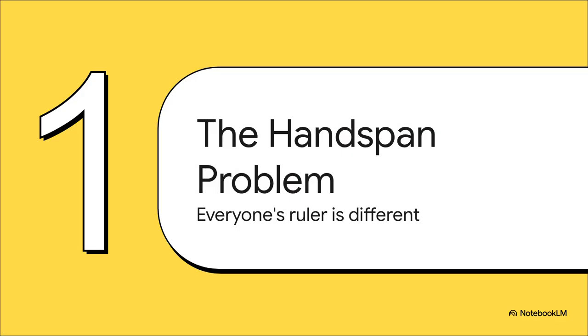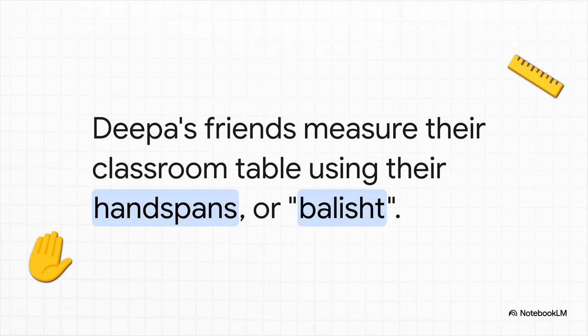And this brings us right to our first big idea, what I like to call the handspan problem. It's what happens when you try to agree on something, but everyone is literally using their own personal and totally different ruler. How can you get anything done? So, taking a cue from Deepa's uniform story, she and her friends decide to run a little experiment. The goal? Measure their classroom table.